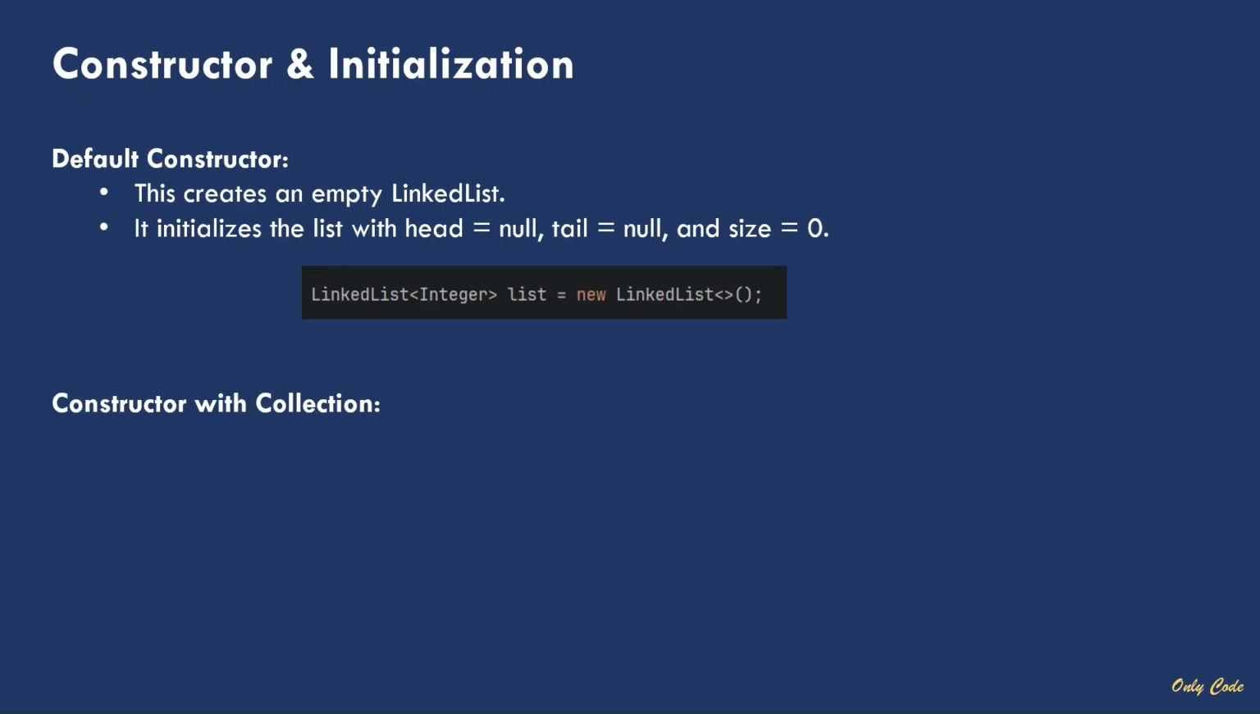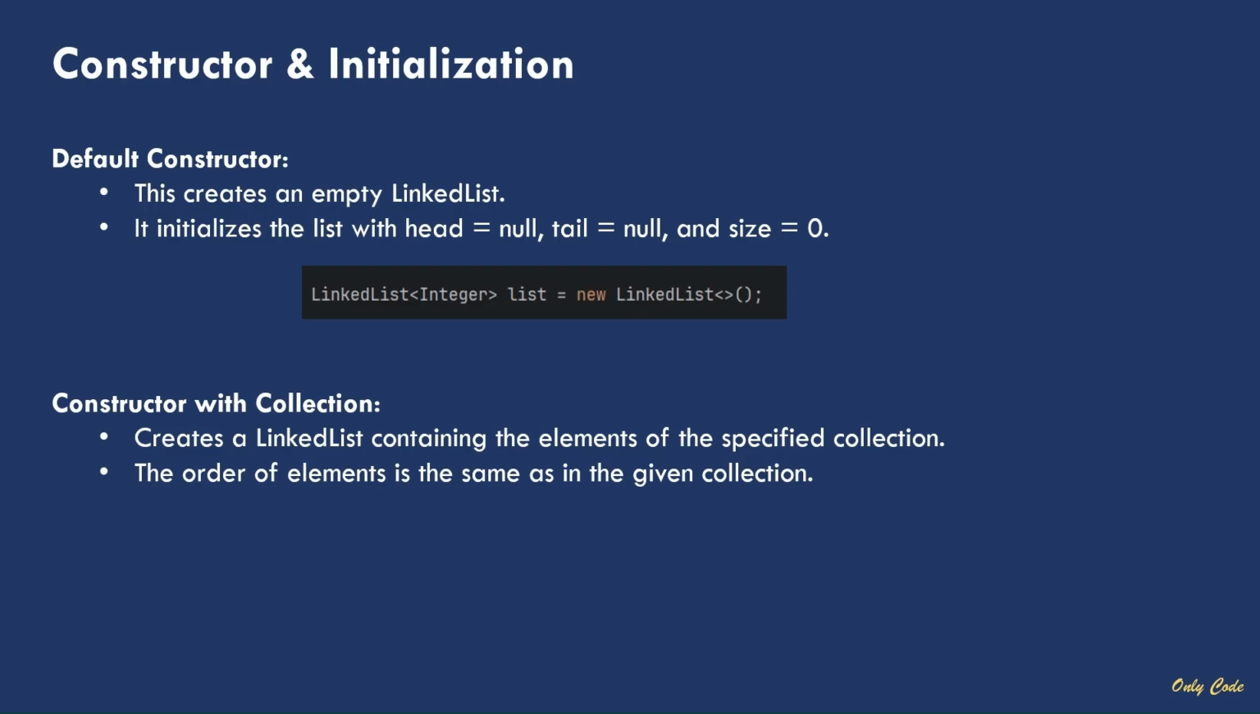Constructor with collection. There is also a constructor that allows you to create a linked list directly from an existing collection, such as an ArrayList or any other collection type. This constructor copies all the elements from the given collection into the linked list, preserving their original order.